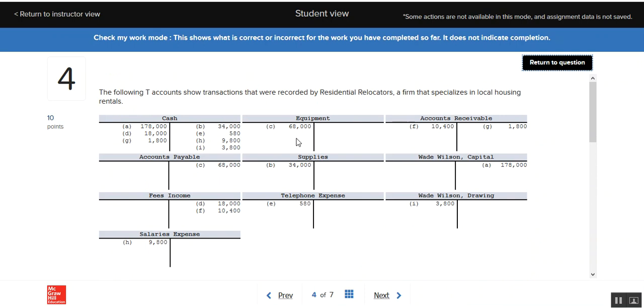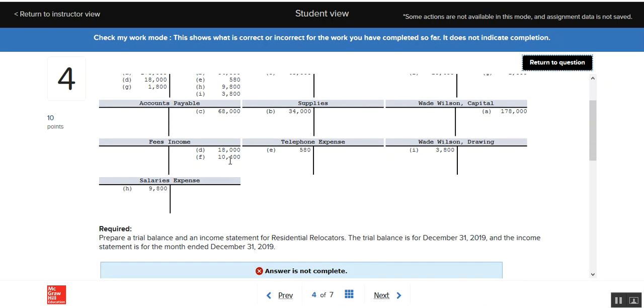In the rest of these, if you have an account like equipment that only has one entry, then that amount is the balance. So equipment has a debit balance of $68,000, or a debit transaction of $68,000. Nothing else happened to it. So if you were to balance that at the bottom, it'd still be a debit of $68,000. Let's look at fees income. There is nothing in the debit side, only in the credit side. So in that case, the balance would be the total of the things on the credit side.